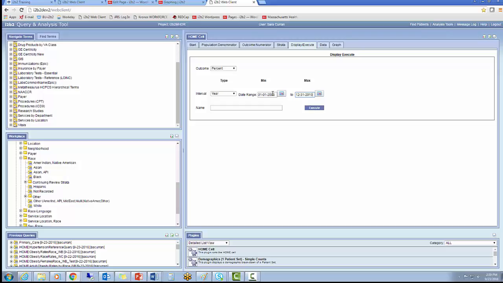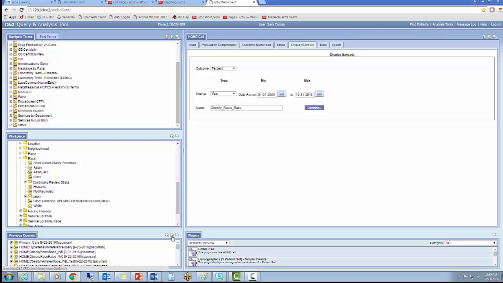and then giving the query a label that will help us remember what we're trying to measure in this query, and in this case it's obesity rates by race, and clicking execute, we send those parameters to the database for processing.